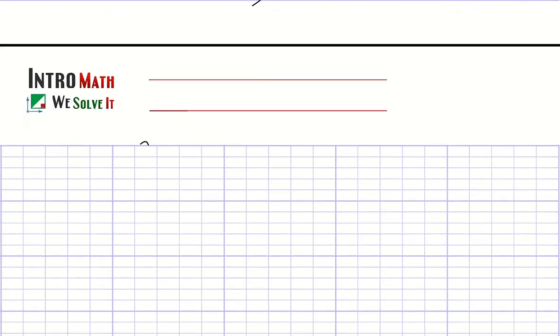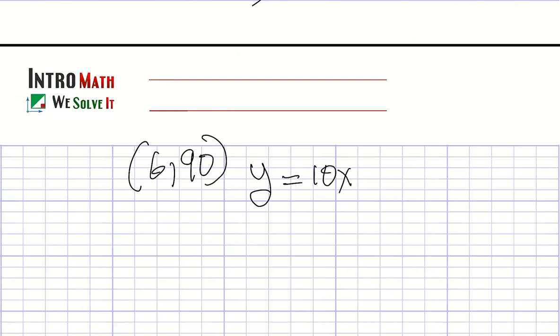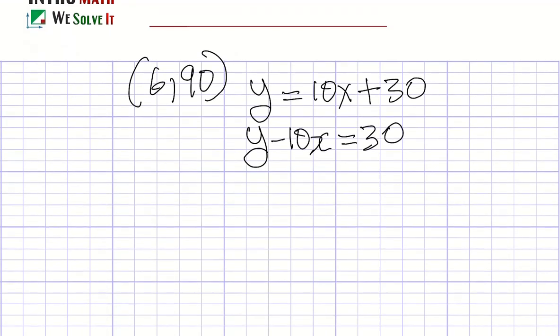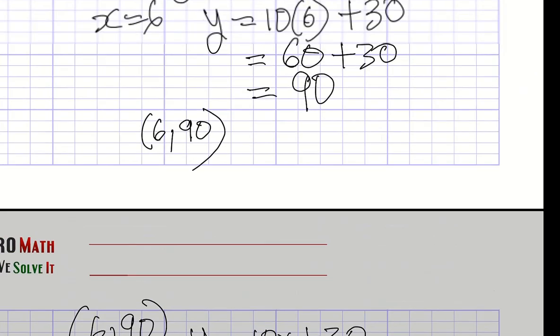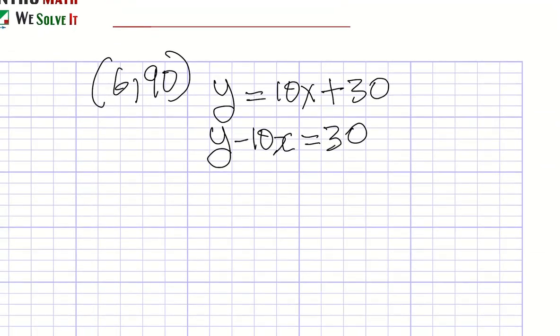See, you have (6, 90), right? And then you're given y equals 10x plus 30, right? You can rearrange it, say y minus 10x is equal to 30. Then you put 6, 90 in there. If you put x equals 6 and y equals 90, would it be 30? Well, that's the question. If x is equal to 6, y is equal to 90, what happens?